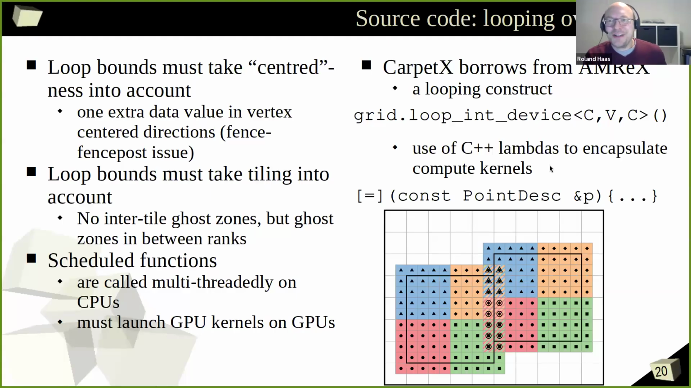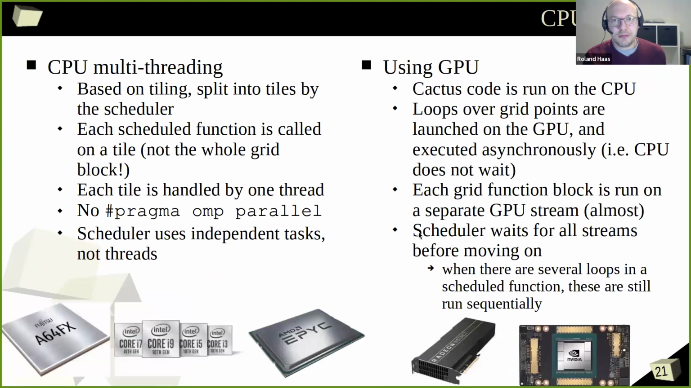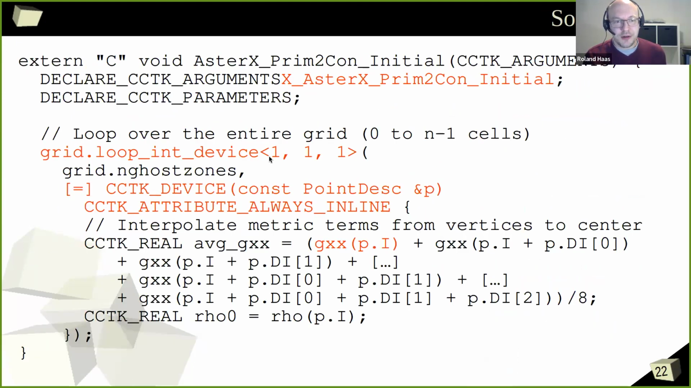Let me quickly continue. So I guess the loops are different. You need to take into account how centering works. Also, the boundaries of the loops are different because they need to take tiling into account, because these tiles have no ghost zones among themselves from blue to orange, orange to green, but there is between processors, obviously. So we borrow a little bit from AMReX with these things, and this is what the code looks like. Here we go. So again, in red, you can see that most of this has changed, but I'm just highlighting the pieces that are actually very changed.